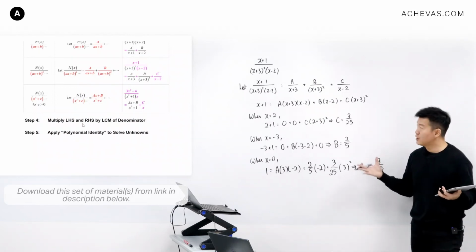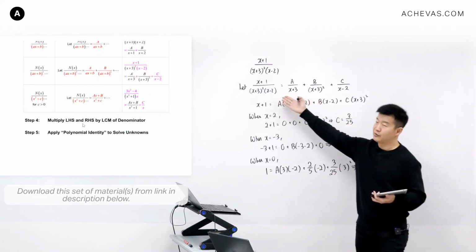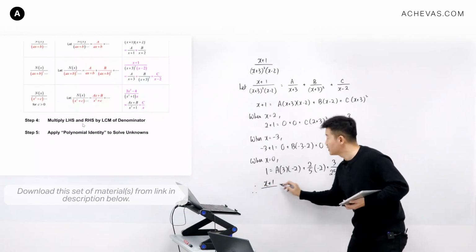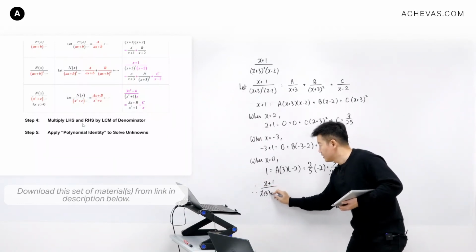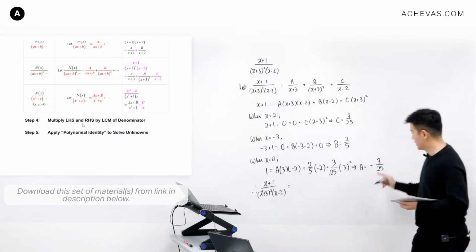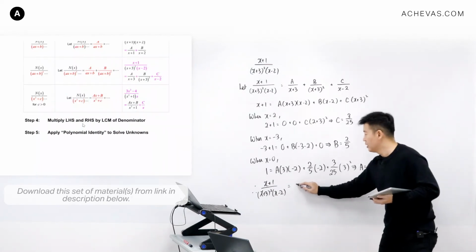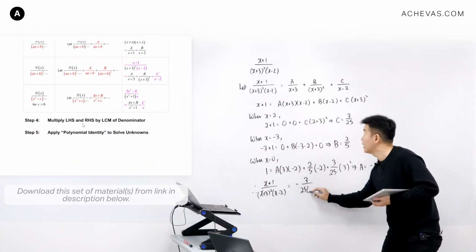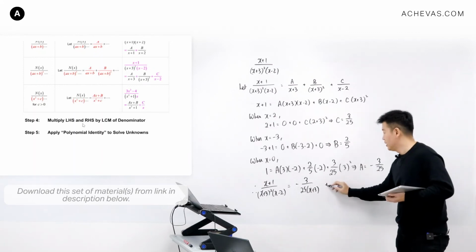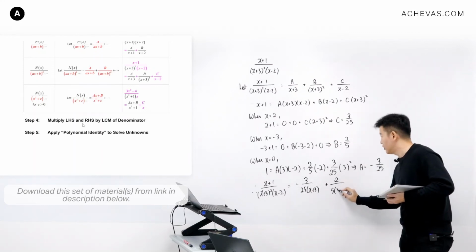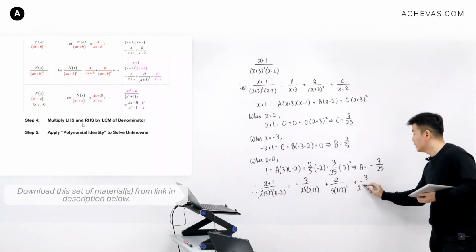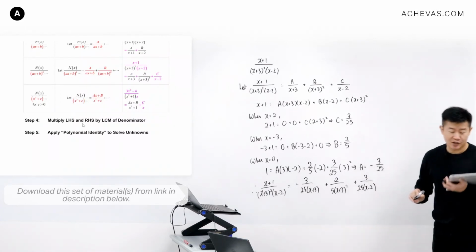And we have found the values for a, b, c, which means that the partial fraction of this, let me just write it down here. So therefore, we can now say that x plus 1 over x plus 3 square, x minus 2 is going to be equal to a, which is minus 3 over 25. So minus 3 over 25 of x plus 3, plus b is 2 over 5. So plus 2 over 5 of x plus 3 square, and c is 3 over 25 of x minus 2.